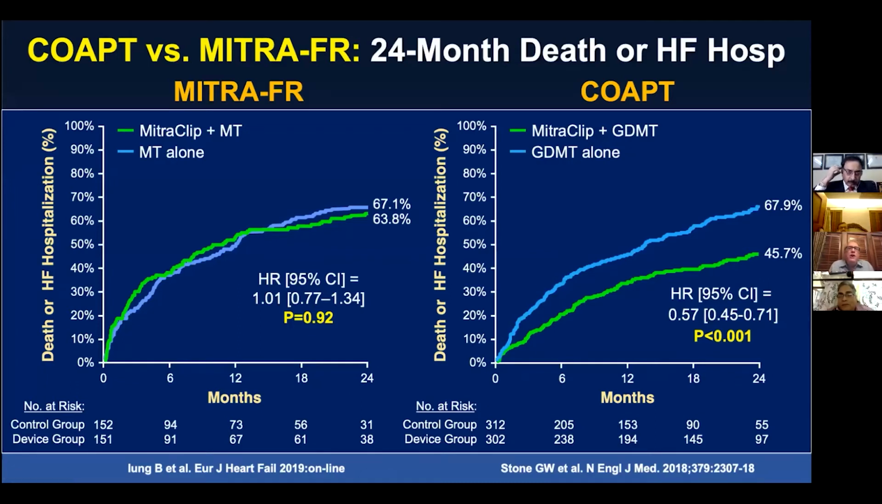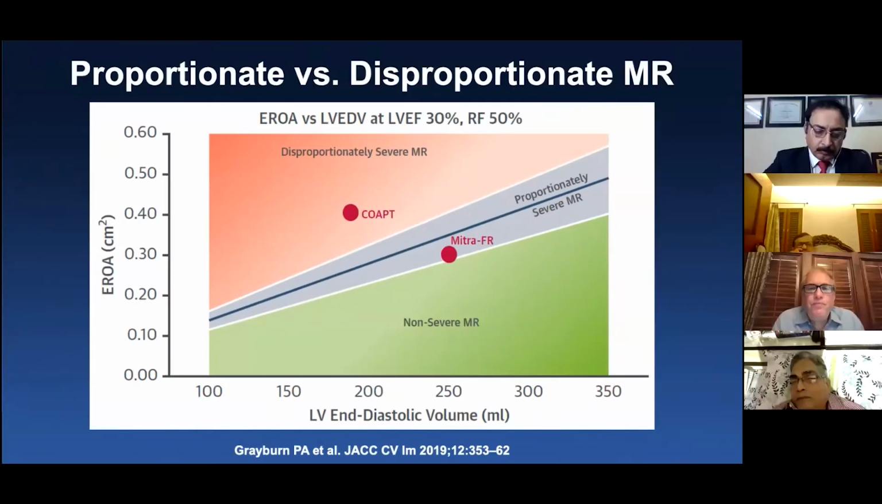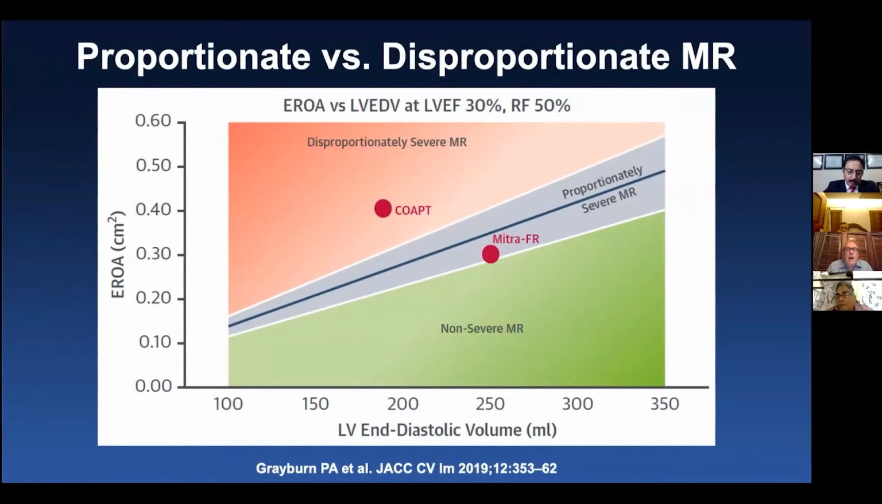And there are many differences we could perhaps discuss. But perhaps the biggest difference was the types of patients and the severity of MR and left ventricular dysfunction that were enrolled. As you know, Paul Grayburn and Milton Packer came out with this concept of proportionate versus disproportionate mitral regurgitation, which basically relates the severity of MR as measured by the effective regurgitant orifice area compared to the size of the left ventricle as measured by the left ventricular end diastolic volume.